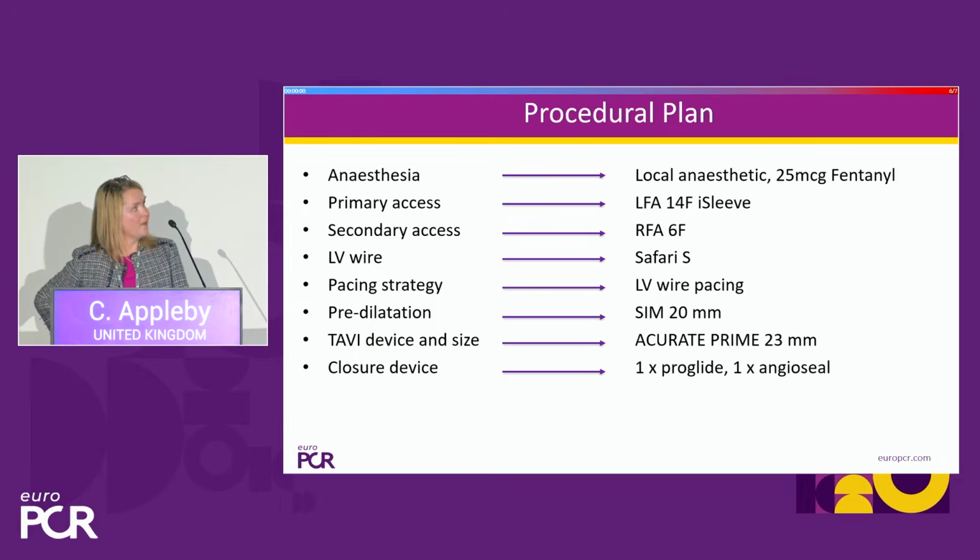As I mentioned, bifemoral with a small sheath in the right. Safari wire, and we were pacing on the wire. Our pre-dilatation was a 20 SIM. Remember, the derived annular diameter was 20.8. We were going to place an Accurate and planned closure, 1 ProGlide and an Angio-Seal, though in the event, I think we used 2. So that's the case presentation.